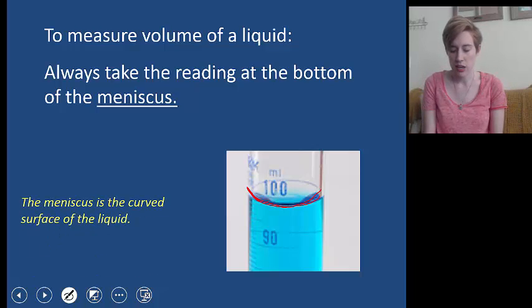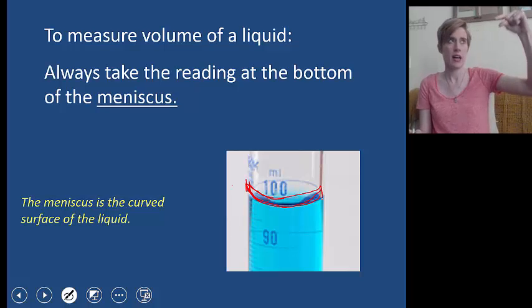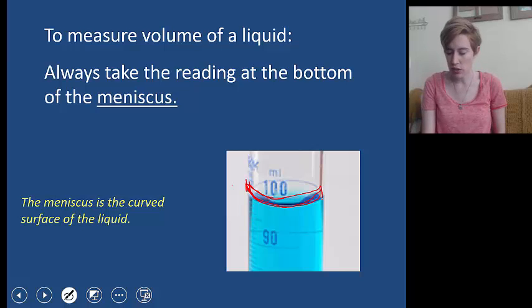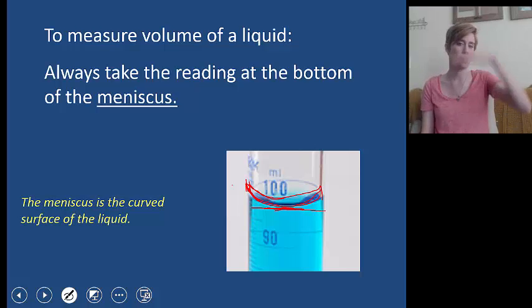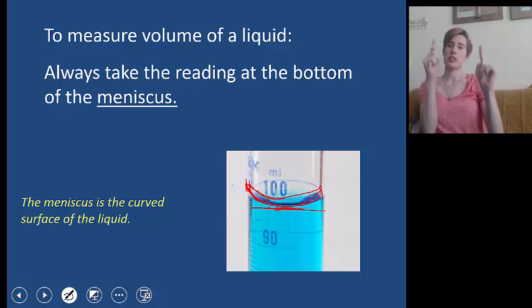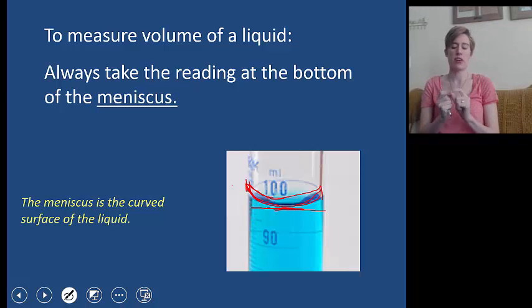Sometimes the meniscus looks like it's 3D, so let me see if I can draw it here. It looks kind of like that, like a really thick meniscus. Always measure the very bottom line right here. This is the line I'm going to be measuring on my graduated cylinder. I don't look at the top of the meniscus, I don't look at the top of the curve, I don't look at the sides. I look at the very bottom of the curve.